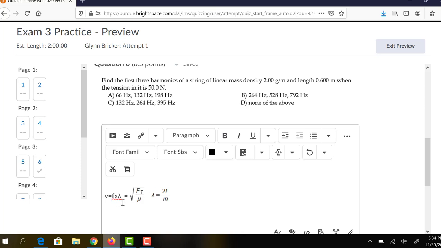The wave speed's frequency times wavelength. The speed is also equal to the square root of the tension divided by the mass per length, and then the wavelength is 2L divided by m. Okay, so what we're given here is find the first three harmonics. If we just find the first harmonic, the second harmonic is twice the first, the third is three times the first. Okay, so we've got 2 grams per meter. That's 2 times 10 to the minus third kilograms per meter. And then here's the length. And we know the tension. Okay, so we know a lot of stuff. We want to then figure out the frequency.